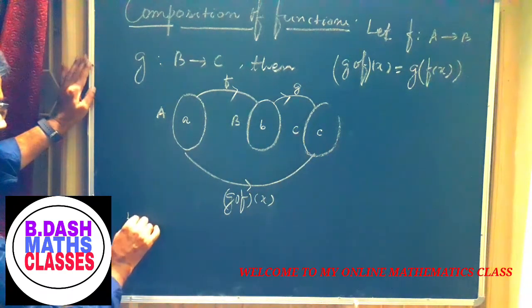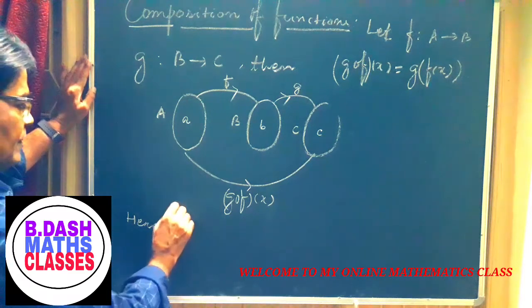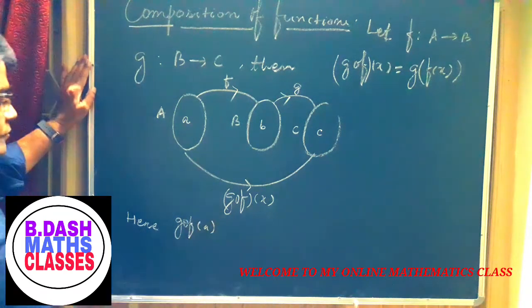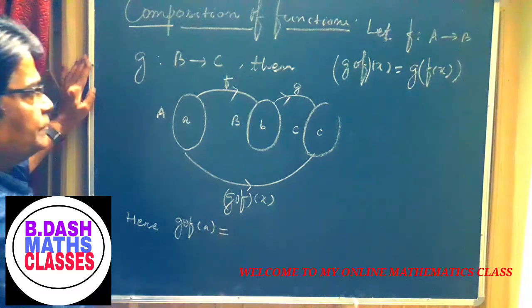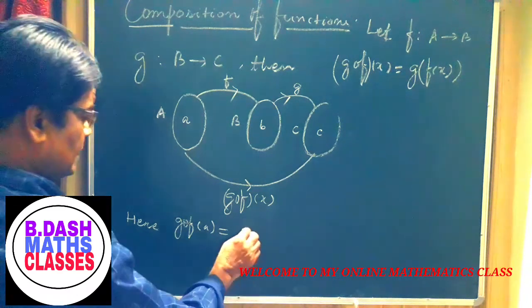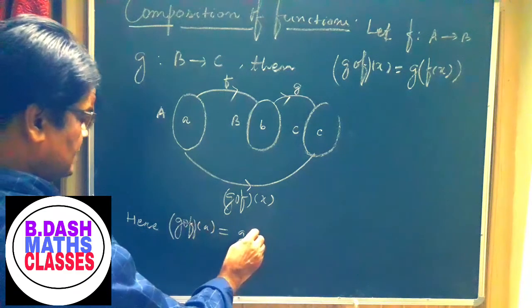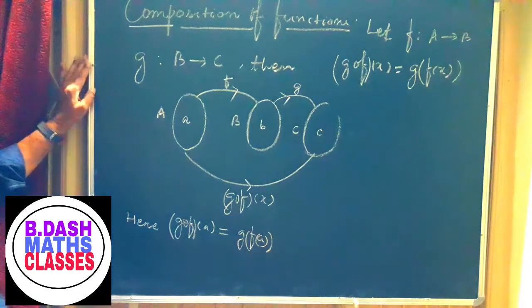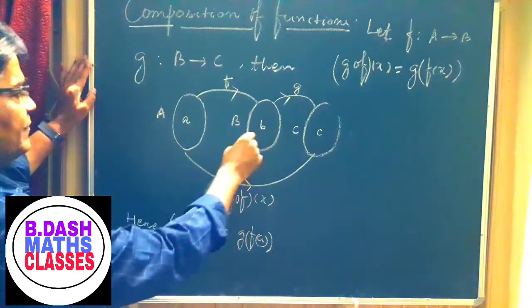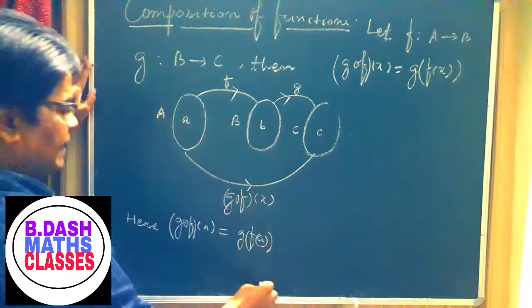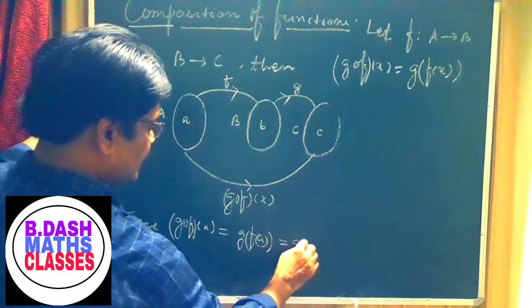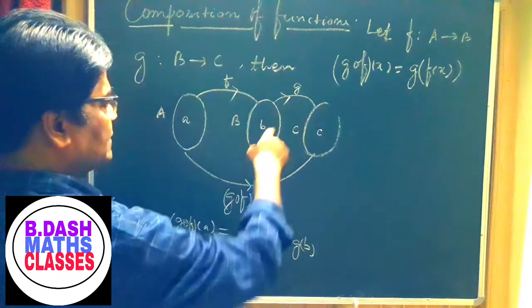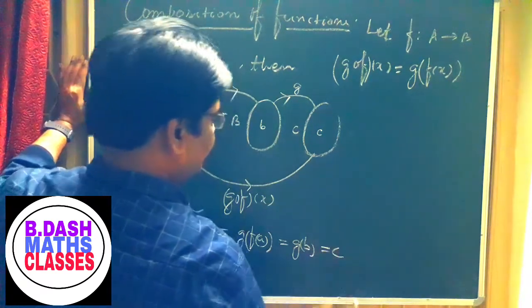Here g∘f of a equals g(f(a)). Now this a becomes b under f, and here f(a) is equal to b. So we can write g(b). And now under the function g, b becomes c.